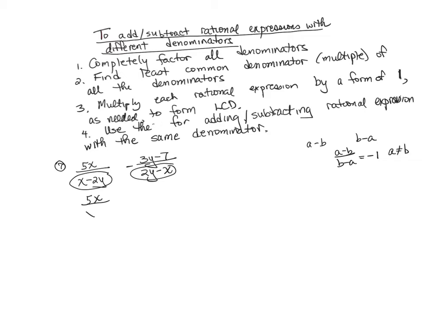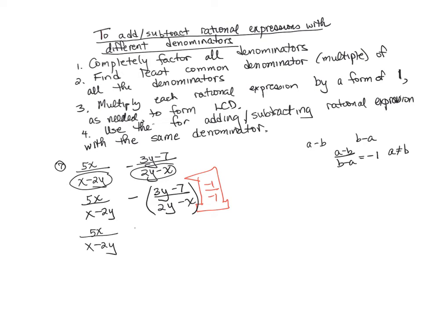So let's do that in the second one. We're going to multiply one of these fractions by -1 over -1. This is the form of 1. And I'll put this one in parentheses because we have to distribute. So we get 5x over x minus 2y minus, okay, now if we distribute this, we get 7 minus 3y over x minus 2y.